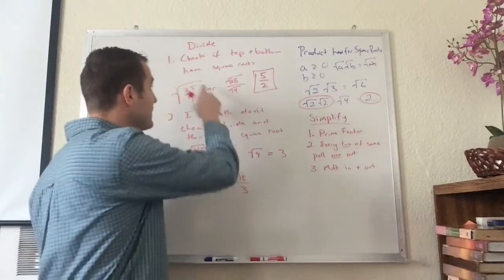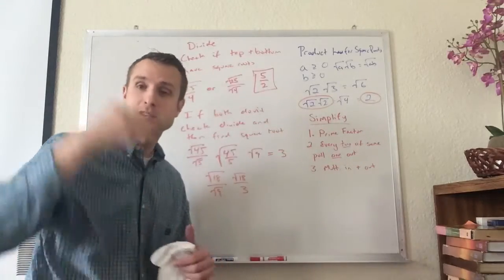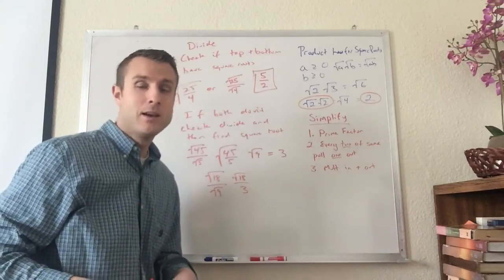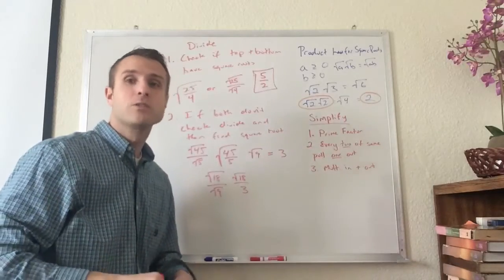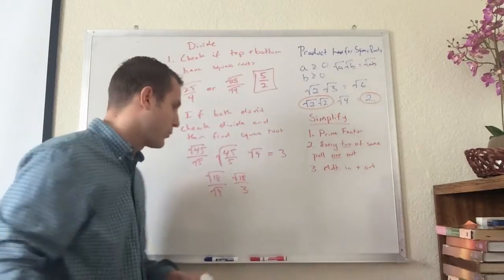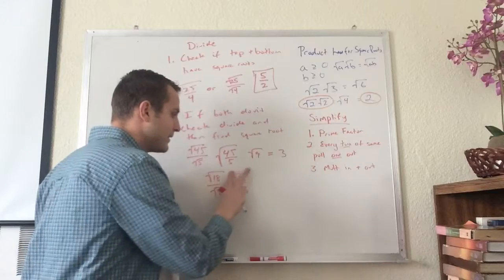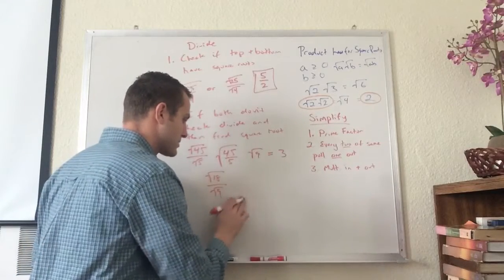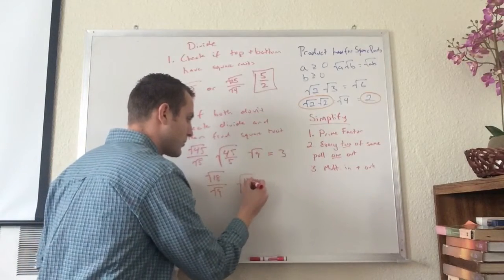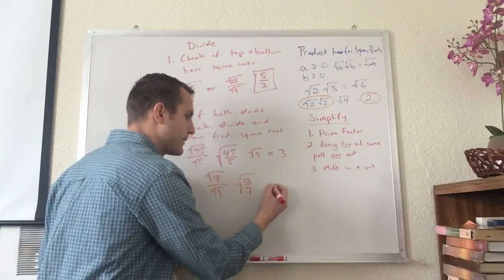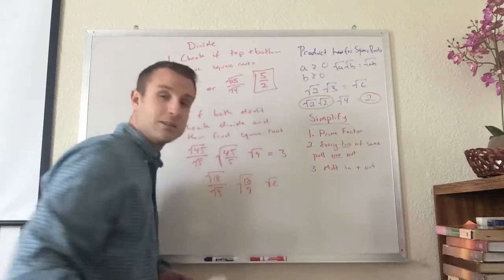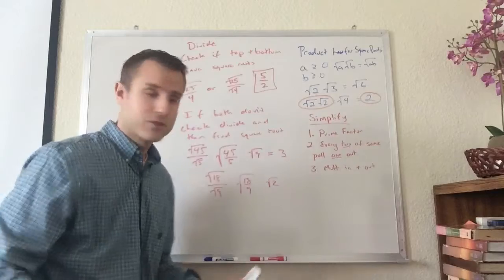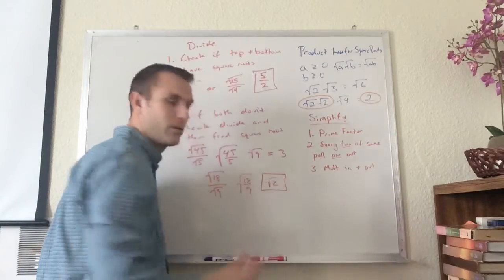If both of them have square roots, then yes, find the square root of the top and the square root of the bottom. But if only one has a square root, don't find the square root of that one. Instead, divide the numbers. So write it as one big one. 18 divided by 9 is 2. Does 2 have a square root? No. So I'm just going to leave it as the square root of 2.